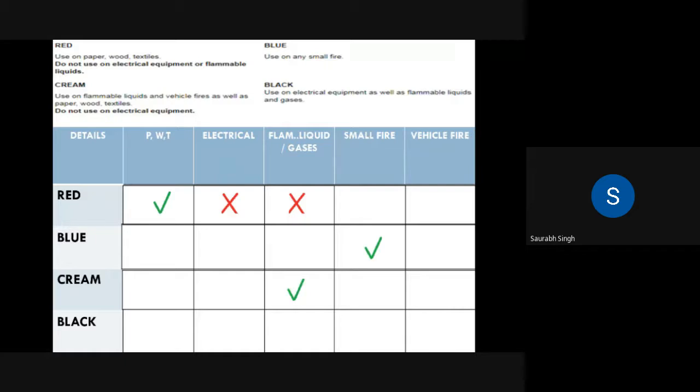Just now in blue I marked small vehicle fire, right? Cream, what does cream say? Cream says for flammable liquid and vehicle fires. Cream says flammable liquids. Blue says only small fires. So small fire, just one tick there. For cream, use on flammable liquids, vehicle fire, paper, wood, and textiles.